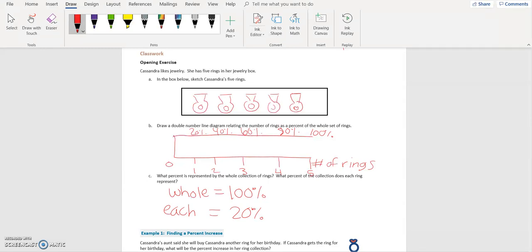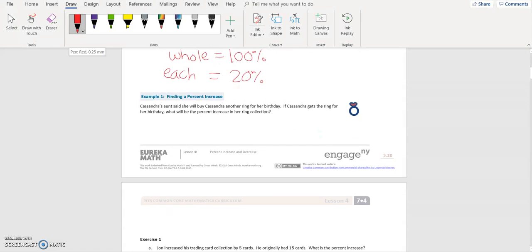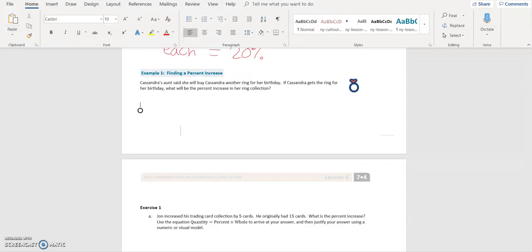Okay, let's look at Example 1. Cassandra's aunt said she will buy Cassandra another ring for her birthday. If Cassandra gets the ring for her birthday, what will be the percent increase in her ring collection? So we're looking at that opening exercise. You may find it obvious, but we're going to take it step by step. We're going to call this change, which is how much we're increasing or decreasing by.